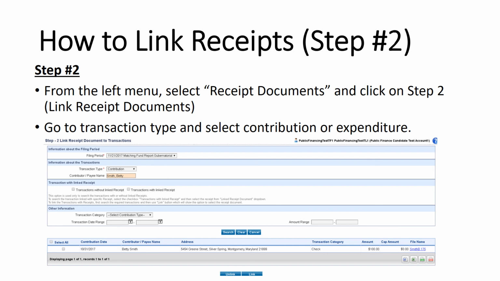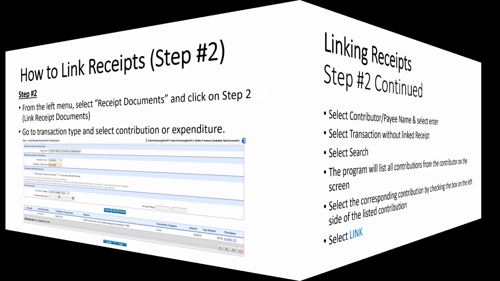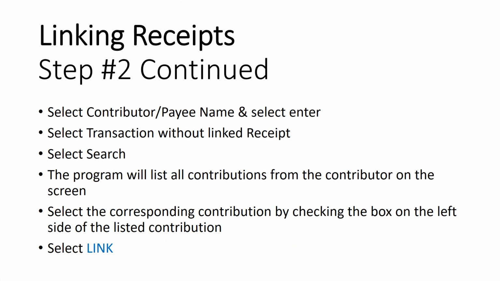Next, select Contribution or Expenditure. You have to make sure that you select the transaction type, i.e. contribution or expenditure, and the filing period. Select either the contributor or the payee name field and start typing the last name. A drop-down box will appear for you to select the contributor. Under where it says Select All, check the box. Then click on the button to link.